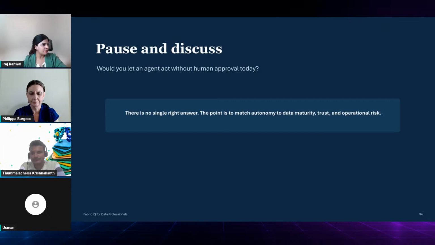But let me know, what do you think: can an agent act without human approval today? There could be different answers, but I would like to know from your perspective, how would you build the agent? Would you build for some use cases with human-in-the-loop intervention, or would you bypass the human loop and just recommend and perform an action based on the recommendations and reasons? Drop your thoughts in the chat, and we can talk about that a little bit more.